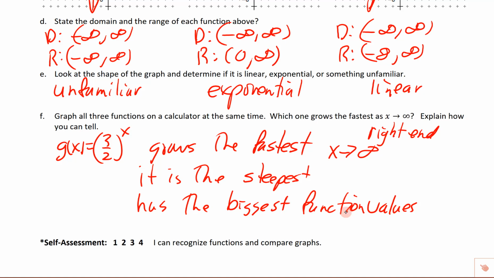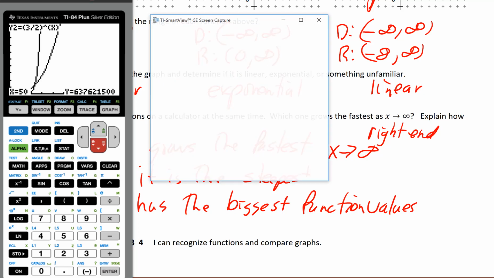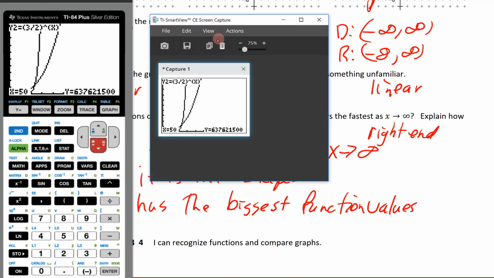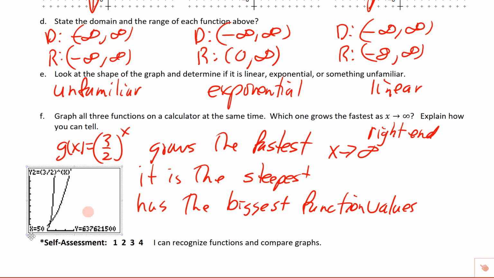Now, I'm actually going to go back here and grab a picture of this. We're going to copy it, and I'm going to paste this right here. This is our picture of what goes on here. I'm going to make this just a little bit bigger. This is kind of our evidence. And you'll notice that when we're on 50, we've got that 637 million. That's the one that's growing really, really quickly. I think the other one was just like 125,000 or something like that. So big difference there. The exponential grows the fastest.